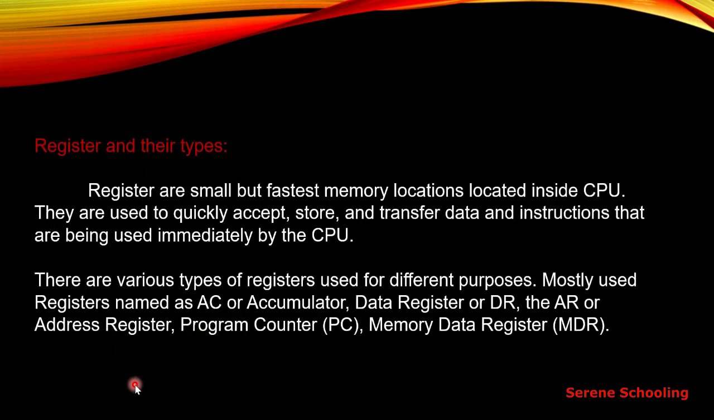Next come the registers and their types. Registers are basically small but faster memory locations located inside the CPU. This is quite important: registers are inside the CPU and they are used to quickly accept, store and transfer data and instructions that are being used immediately by the CPU. Basically it acts like a buffer, holding temporarily the instruction that the CPU needs to execute, just to speed up the process of the CPU. And there are some types like AC, accumulator register, data registers, DR, PC, MDR registers.